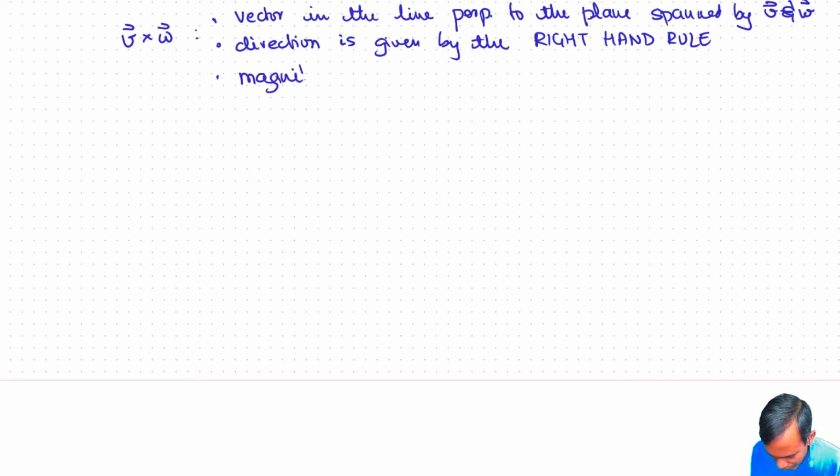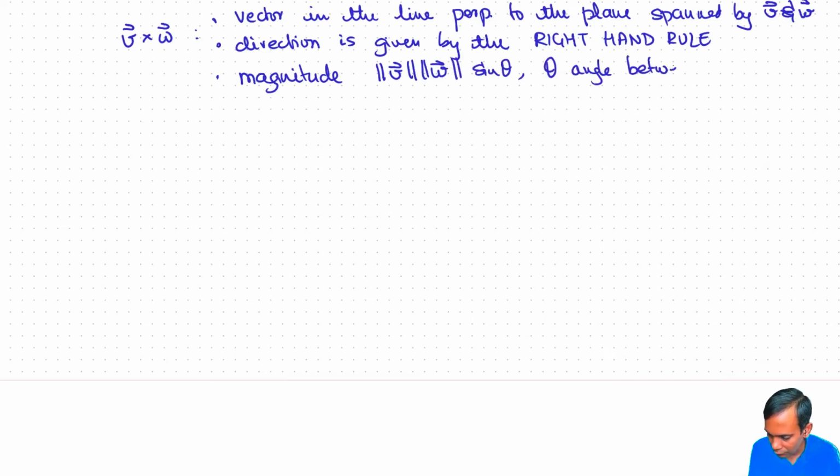And the magnitude of this vector is the magnitude of V times the magnitude of W times sine theta, where theta is the angle from V to W, so to speak, in the plane spanned by V and W. Okay, so that was the definition of cross products, just to remind you.